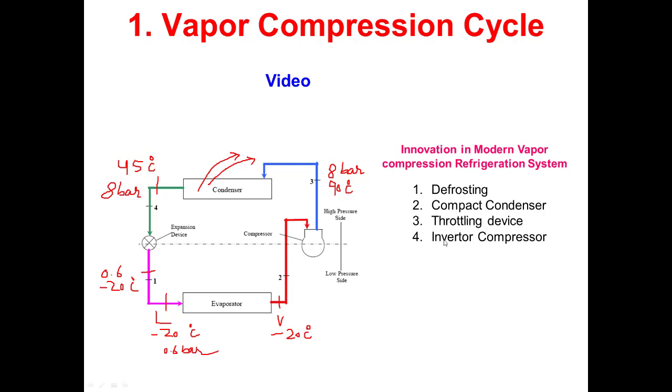And the last innovation was the inverter compressor. In our old refrigerator we had a single speed compressor. Single speed compressor means it can be turned on and it can be turned off. So that means it is operated at constant speed, right? A constant speed compressor cannot control the temperature efficiently.